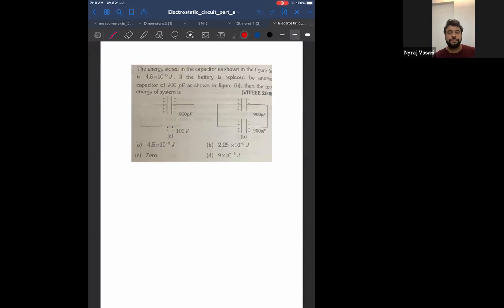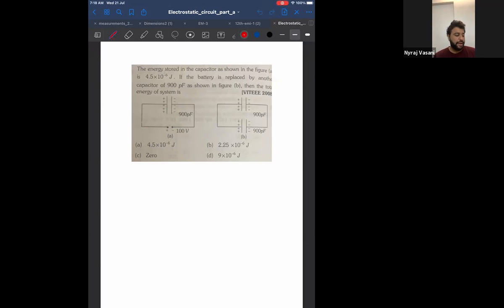See the question. First, find the energy in the first circuit and then find the energy in the second circuit. Okay, now listen to me carefully. Now, see the first circuit. Energy stored in the capacitor shown in the figure is 4.5 × 10^-6 joules.